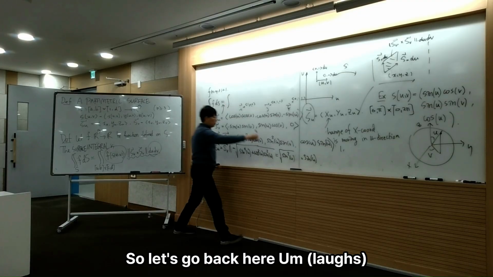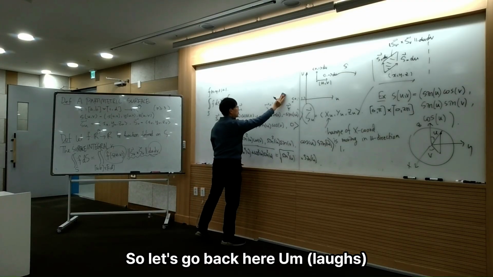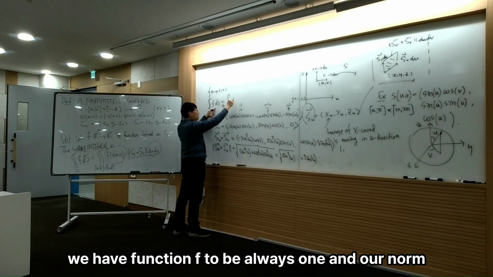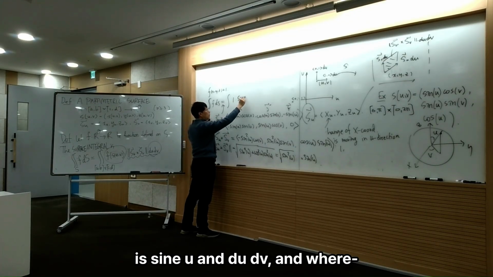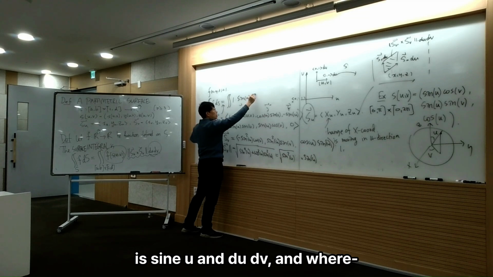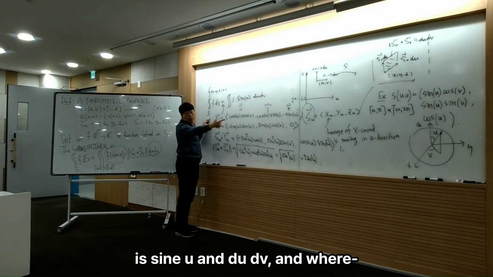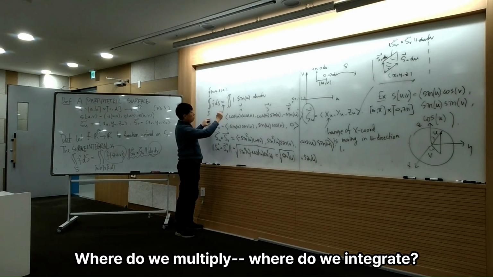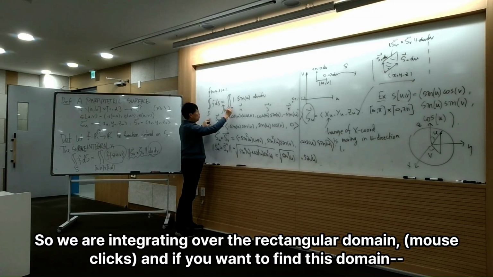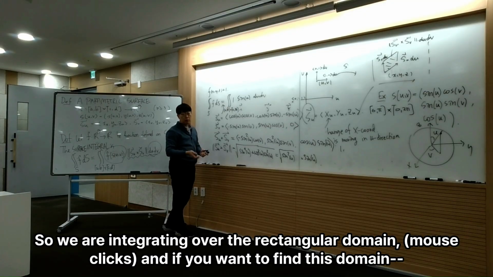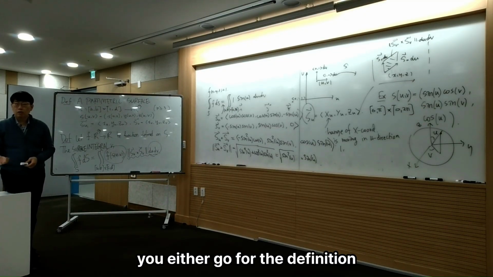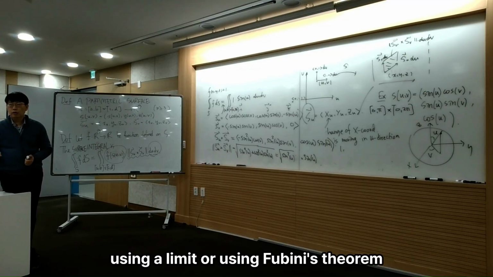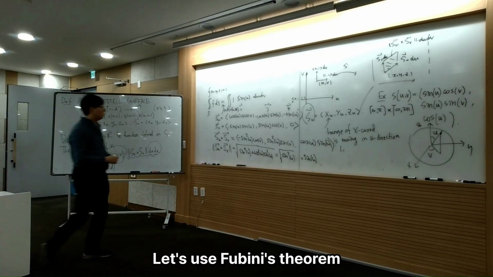So let's go back here. We have function f to be always 1, and our norm is sine u, and du dv. And where do we integrate? We are integrating over the rectangular domain. If you want to find this definite double integral, you either go for the definition using a limit or using Fubini theorem. Let's use Fubini theorem.